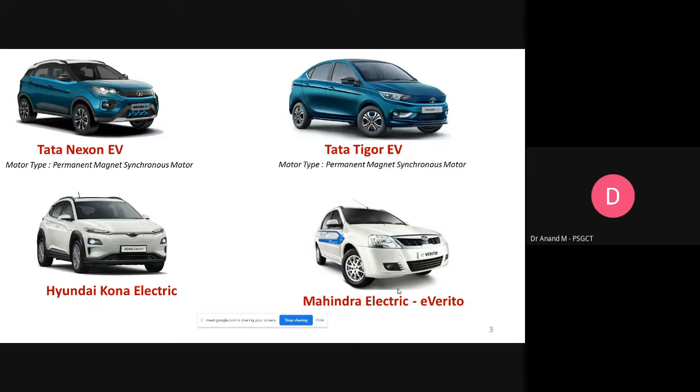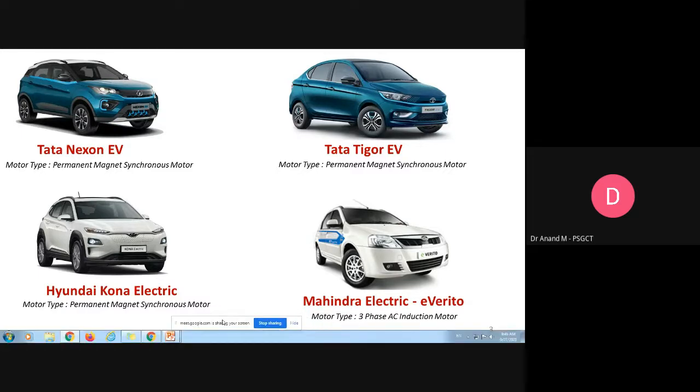For a second variant, we could see it has been launched again with a PMSM type. Now we shall see about the second OEM, Hyundai-based Kona Electric model. We could see that again the variant is a PMSM drive system. While we consider the Mahindra e-vehicle model and all the models of Mahindra, we could see it's a three-phase asynchronous squirrel cage induction variant. So that makes a point of interest.